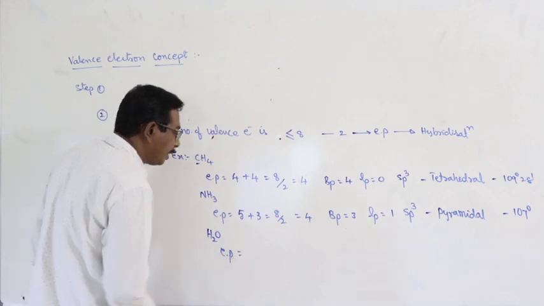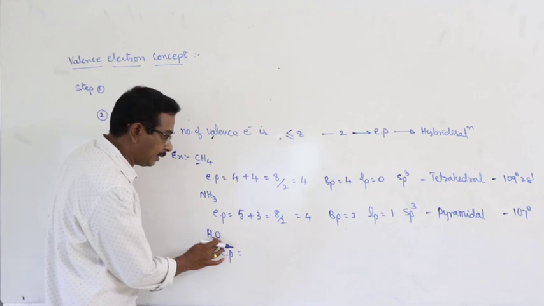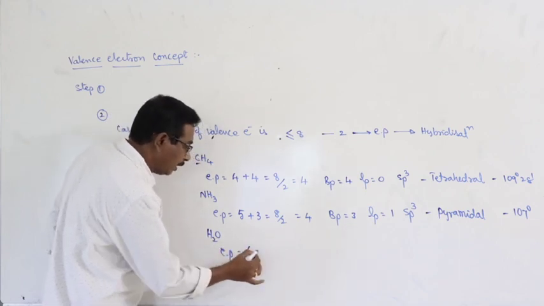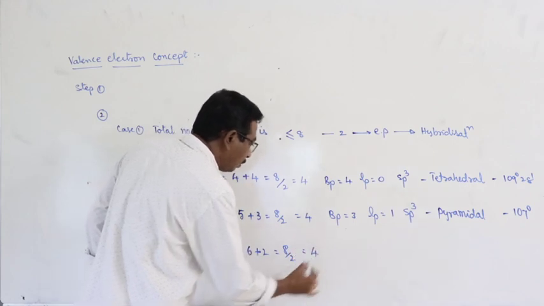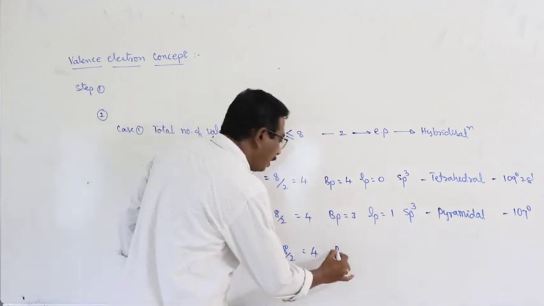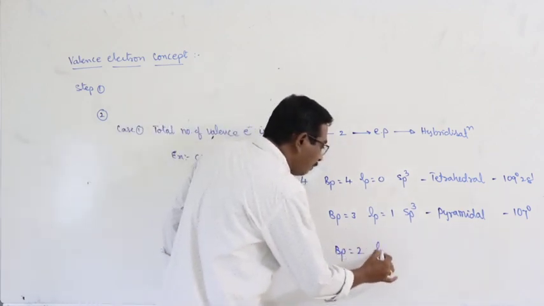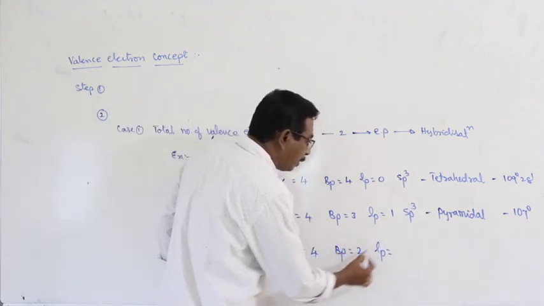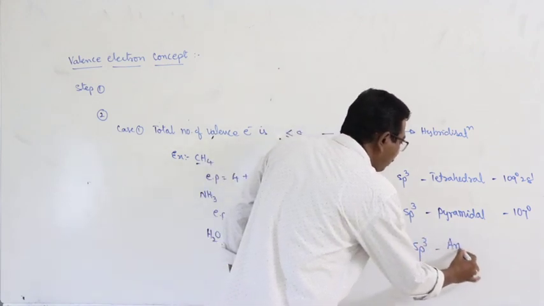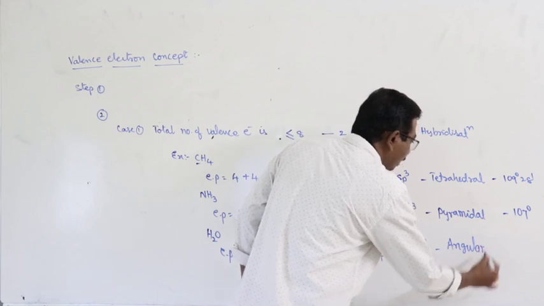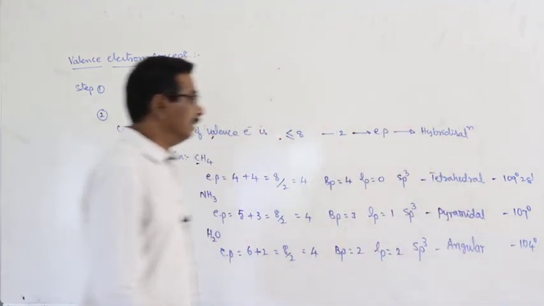And the third example, H2O. Number of electron pairs is equal to, what is the central atom of this molecule? Oxygen. Oxygen group number 6. 6 plus 2, that is 8, divided by 2, that is equal to 4. Number of bond pairs is equal to the number of bonded atoms, 2. Number of lone pairs is equal to electron pairs minus bond pairs, 2. Hybridization sp3. Shape of molecule angular, and bond angle 104 degrees.